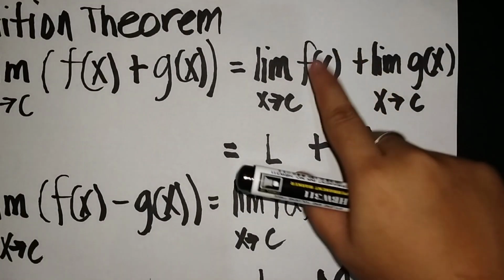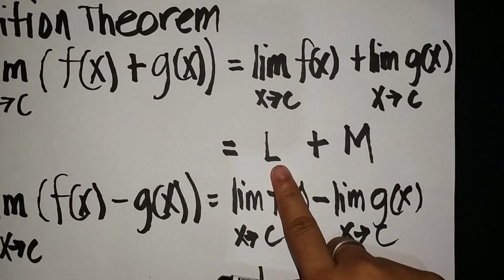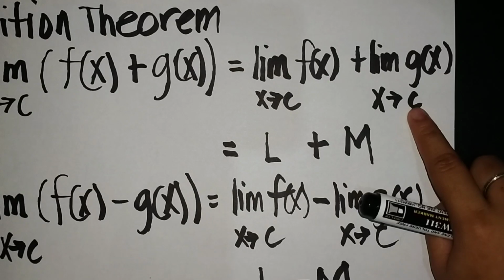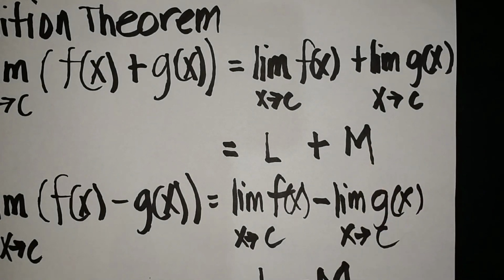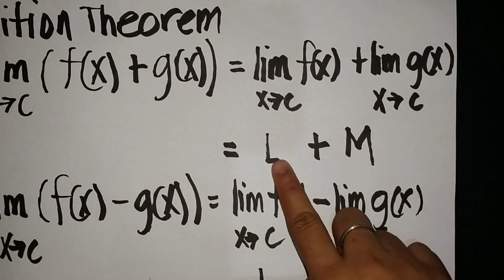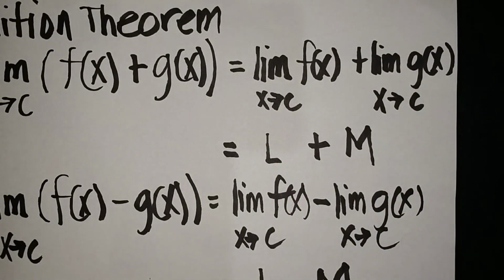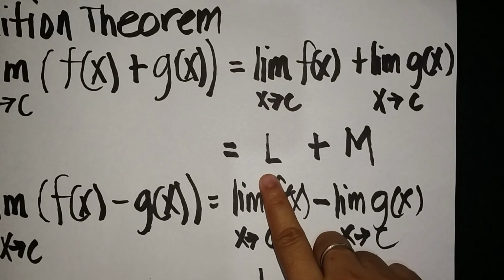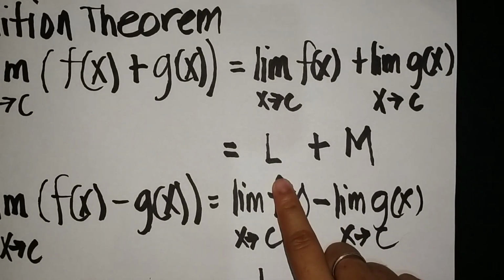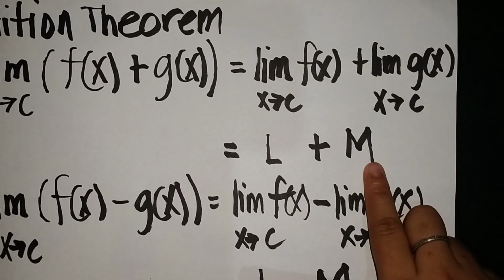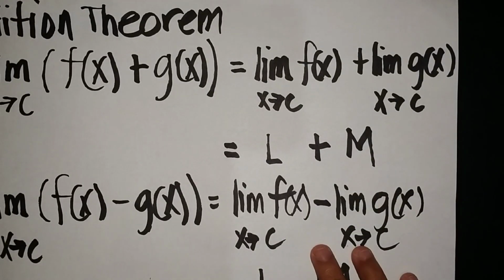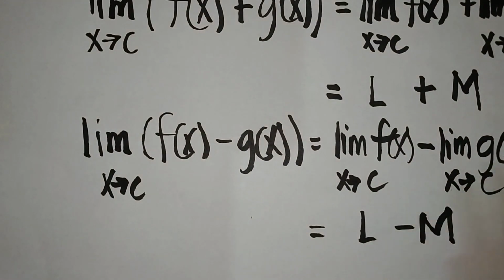The limit of f of x is equal to L, and the limit of g of x is equal to m. So we have to sum up the limits of the two functions, where the limit of f of x is represented by the variable L, and the limit of g of x is represented by the variable m.